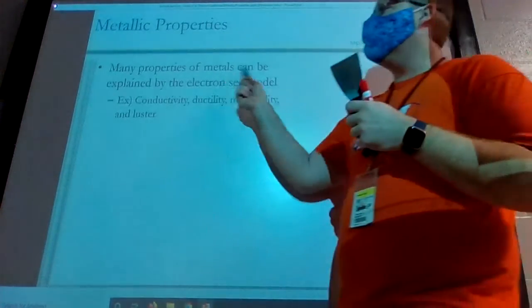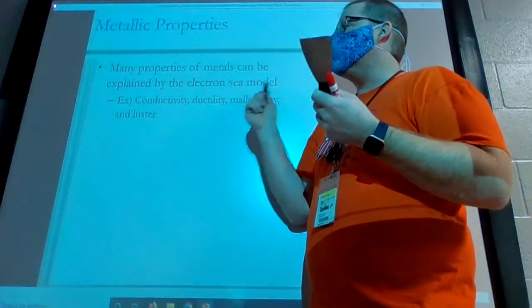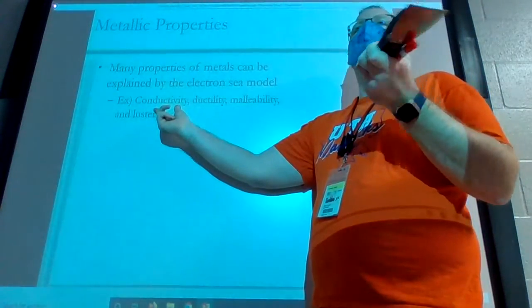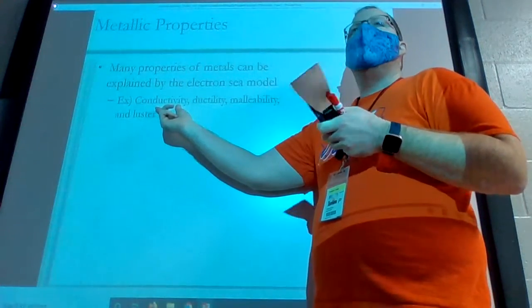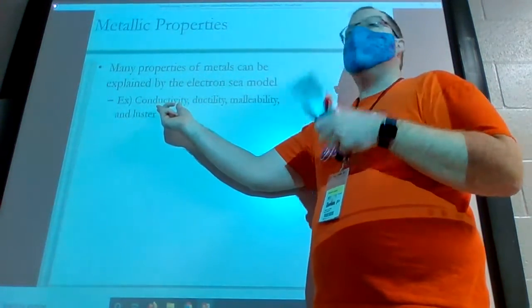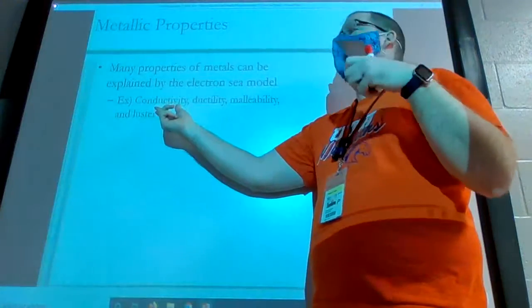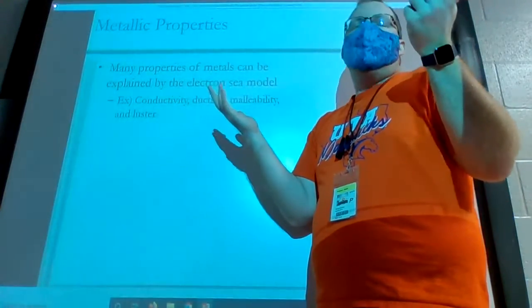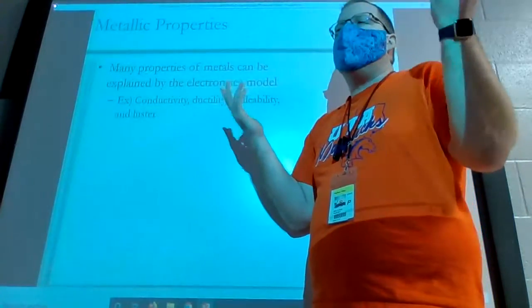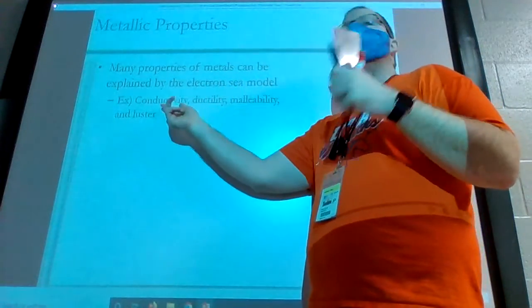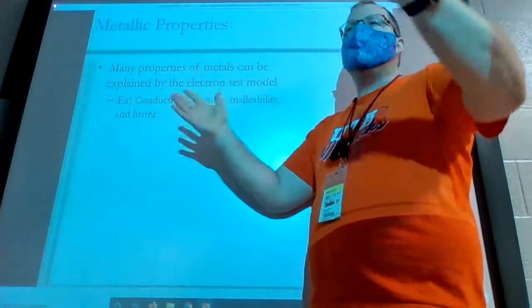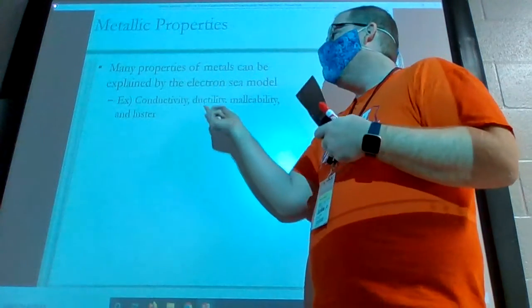Many properties of the metals can be explained by the electron sea model. For instance, conductivity. What do metals conduct? Electricity. What else do they conduct? Heat. Heat and electricity. Why do some metals do it better than every other material? Because they have those free electrons. Those electrons allow that energy to be transferred in a quick and efficient way.